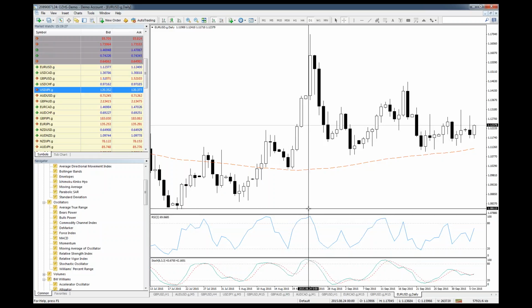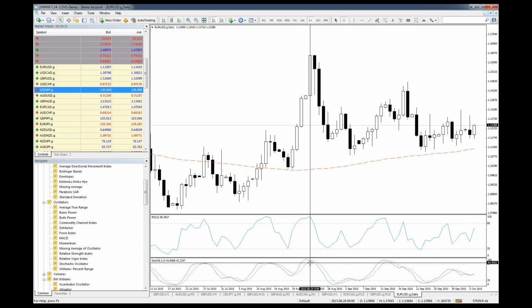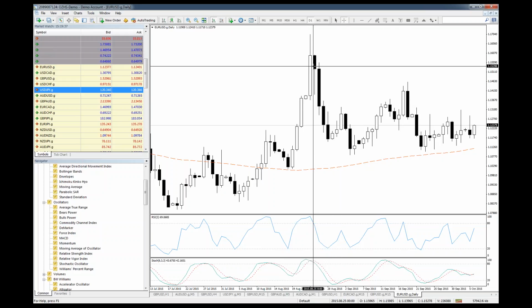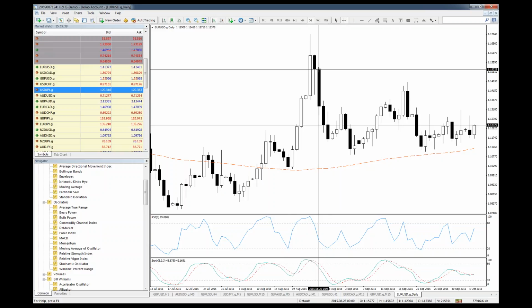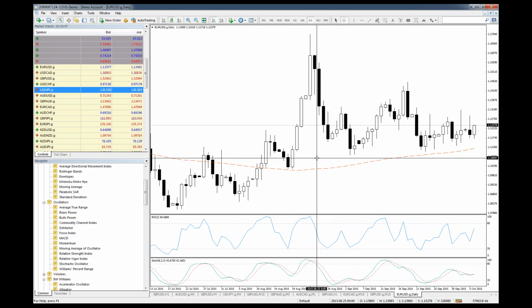Okay, now here we have a short. Here we're oversold, overbought again, and then on the stochastic cross back, that's our short trade right here. This is our entry. Now there's a couple of ways to handle the exit. Well, let me just show you a few more of these.